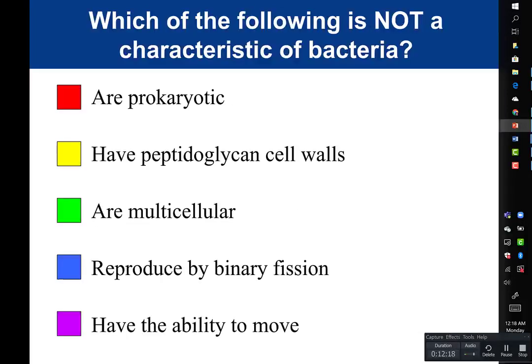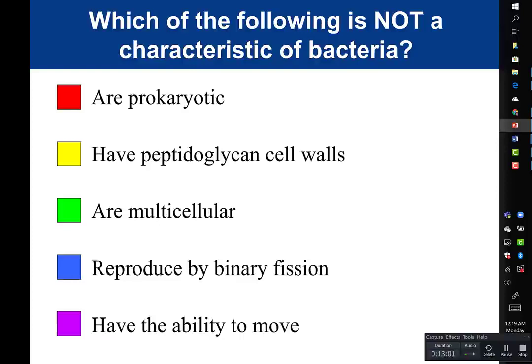So, question for you. Which of the following is not a characteristic of bacteria? Is it red, they are prokaryotic; yellow, have peptidoglycan cell walls; green, are multicellular; blue, reproduce by binary fission; purple, have the ability to move? And when I say have the ability to move, I'm referring to them as a group. Some can be motile, and so that's what that's asking. So I want you to pause your video, think of your answer, and when you are ready, push play and you can hear the answer.